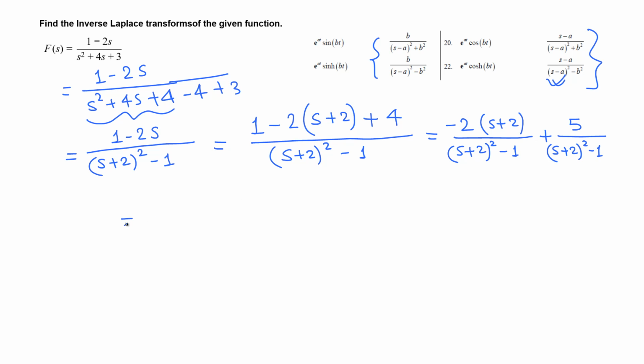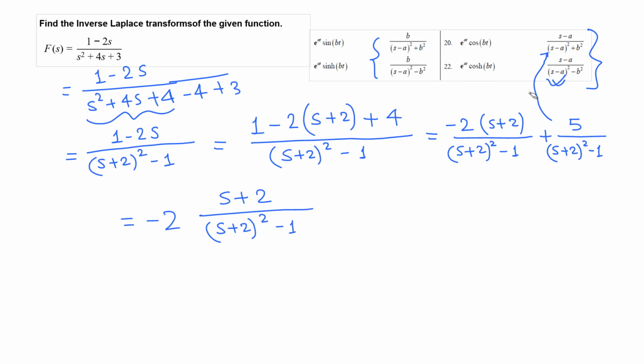So let me rewrite one more line. Negative 2 can be pulled to the front, and that's now (s plus 2) over (s plus 2) squared minus 1. And here now this matches with the previous one, just the number on the top, so more like here. So b means 1 on the top, and we can write this as plus 5 to the front, 1 over (s plus 2) squared minus 1.